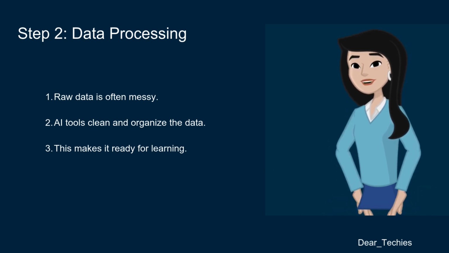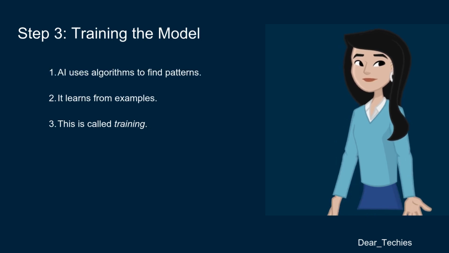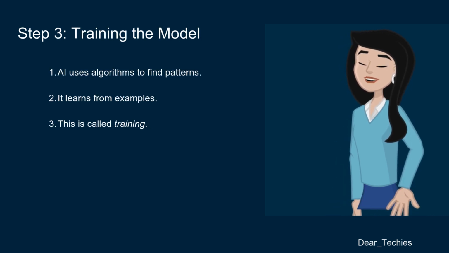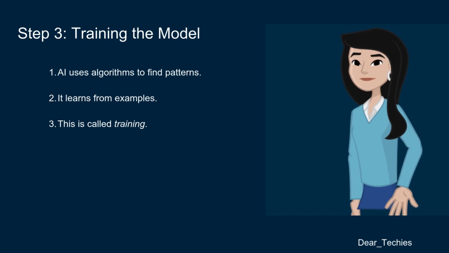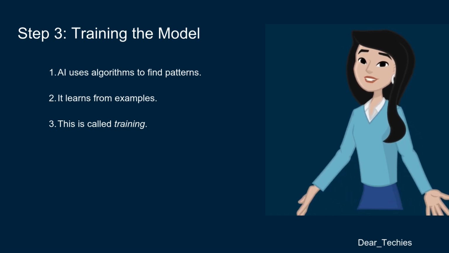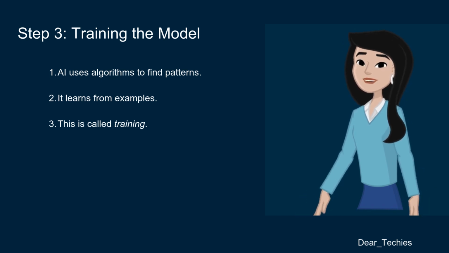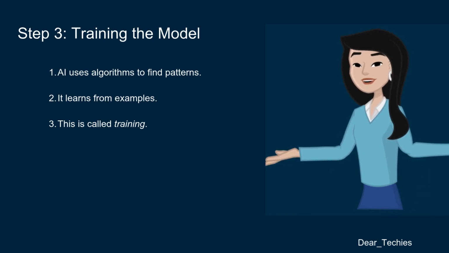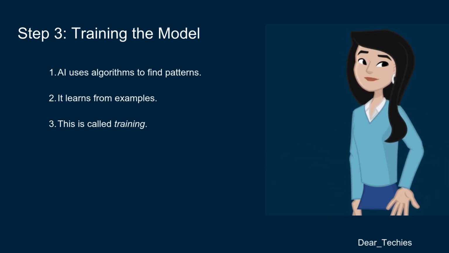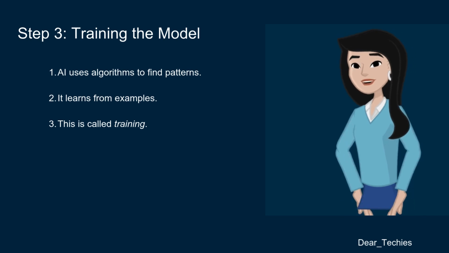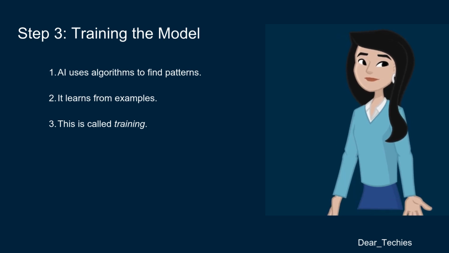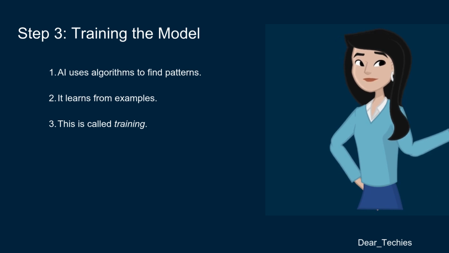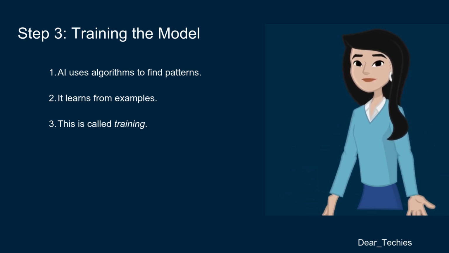Now comes the most important part: training the model. Here, AI uses algorithms, which are sets of mathematical rules, to find patterns in the data. It's just like how we learn from examples. For example, if AI sees many cat and dog photos, it starts understanding which features belong to a cat, like ears, eyes, or tail shape, and which belong to a dog. This process of learning from examples is what we call training the model.